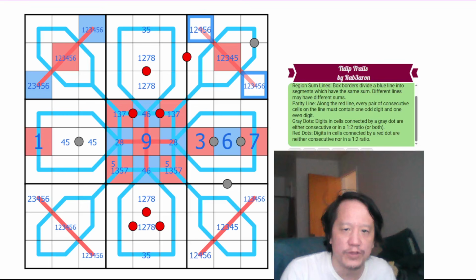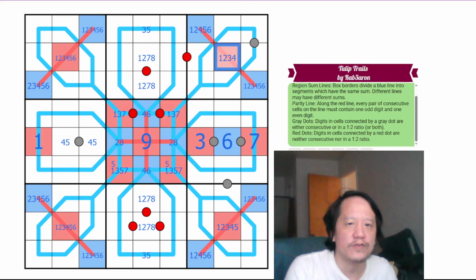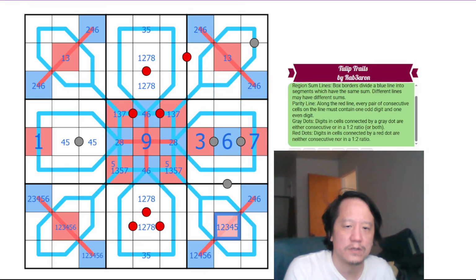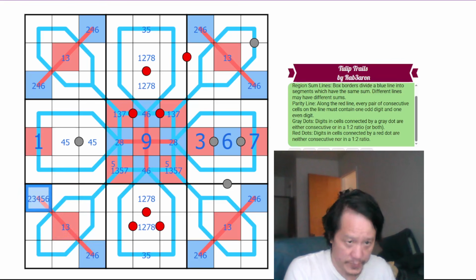So we can't have 1, 3, and 5 as a possibility. So these are odd, and these are even. No 5 here, so this is 1 and 3. No 2, 4, 6, it's 1 and 3. Again, no 5 is available. So this has to be 2, 4, and 6 as possibilities. No 2, 4, 5. No 1, 5 here. No 1, 3, 5 here. No 2, 4, 6, and 5 here. No 3, 5 here.